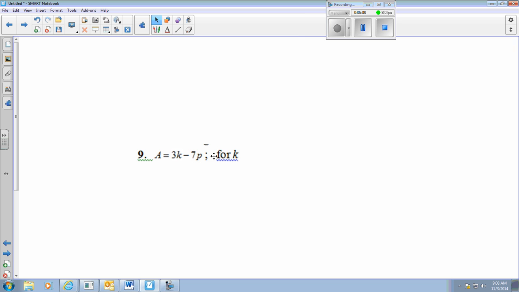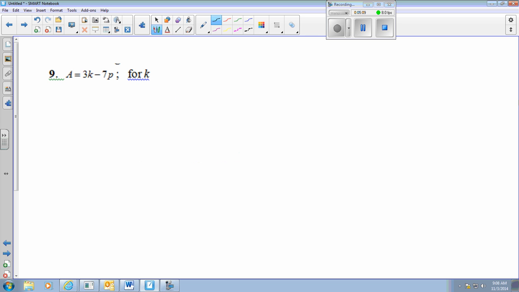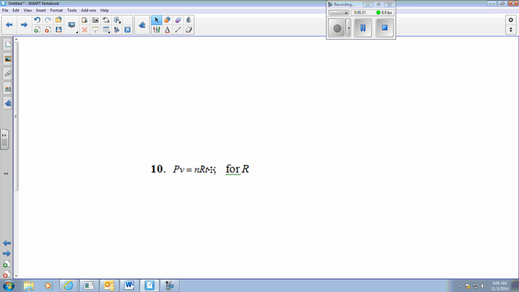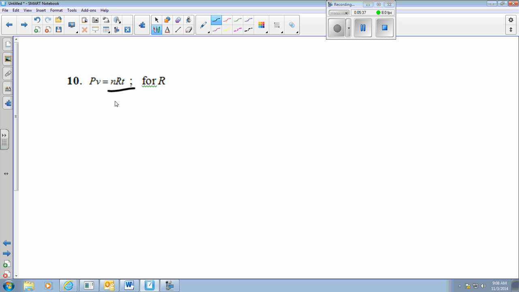Number 9. If we're going to solve this thing for k, the first thing that we have to do is add 7p to both sides. And so I get a plus 7p equals 3k. Divide by 3, divide by 3. And so I get k equals that. For number 10, we're going to take this and solve it for r. I have to divide both sides by nt, the things that are multiplied by the r. So when I do that, I get pv over nt is equal to r.